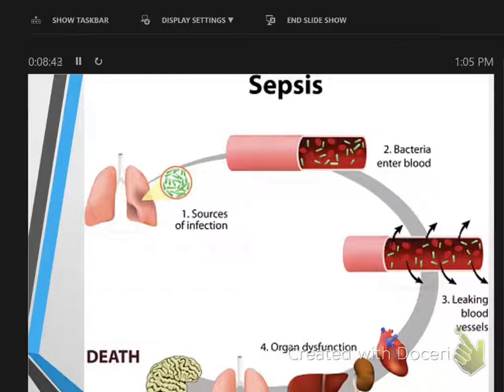This is what's happening. You get an infection from somewhere. You get a little rogue bacteria. It could come in from a cut, from a burn, from pneumonia, from pyelonephritis, from a UTI, anytime a bacteria has access to the bloodstream. What happens is once bacteria enters the blood, the white blood cells go after it. So it's like a big high-speed police chase going on in your blood vessels.